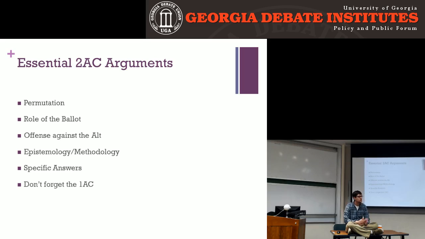Okay, so permutation. The other reason you want to make a permutation is because in a lot of circumstances it can be really helpful. Apart from the fact that it's just a good argument to have against all counterclaims and critiques, it also enables you to combine the best elements of their criticism with the best elements of our affirmative, and let's see how it works out.